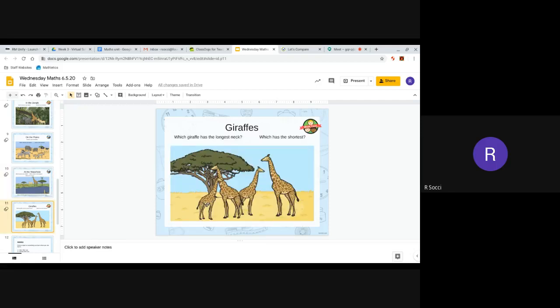Right. There are four giraffes on your screen now. So one, two, three, and four. So out of one, two, three, and four, which number has the longest neck? Okay, so which giraffe has the longest neck? You've got one, two, three, and four. Which giraffe is the shortest?